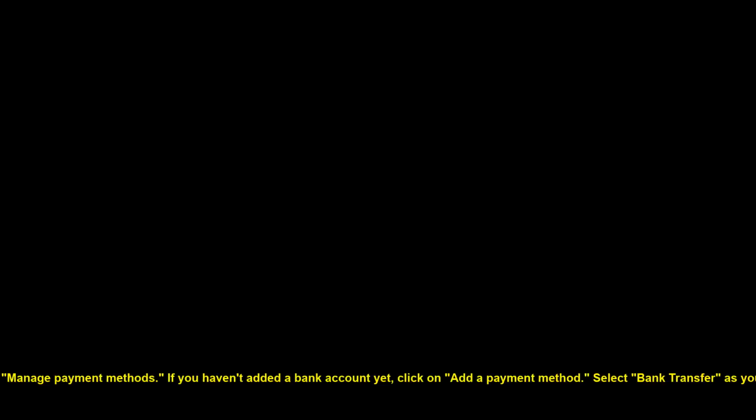If you haven't added a bank account yet, click on Add a Payment Method. Fill in your US bank account details, including your account number and routing number. Ensure that all information is accurate to avoid any delays. Review the terms and conditions and agree to them to proceed. Once you have added the bank details, make sure to save the changes.